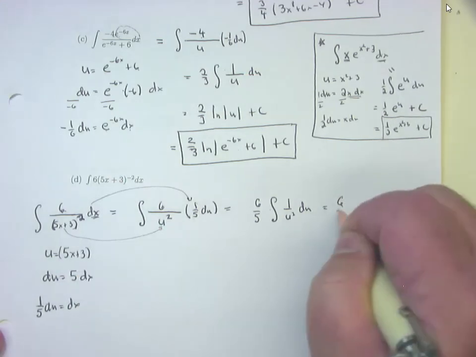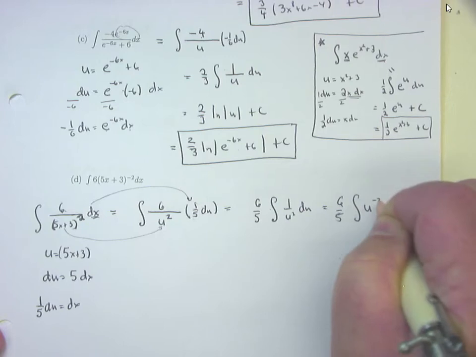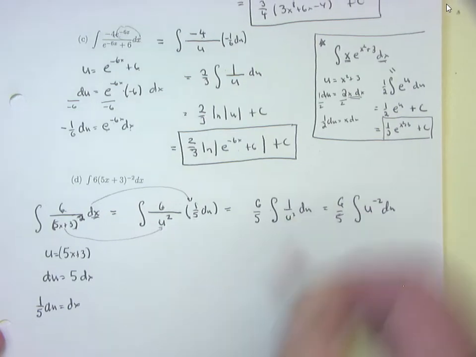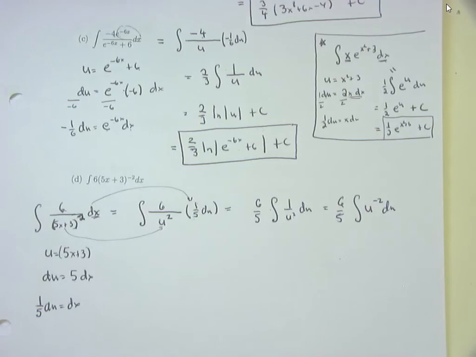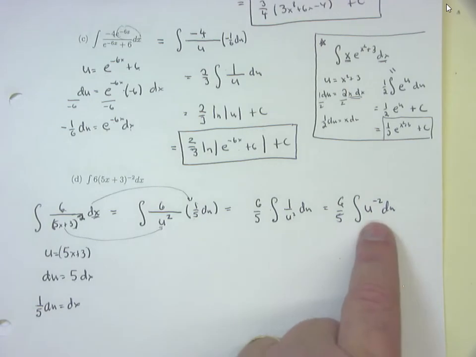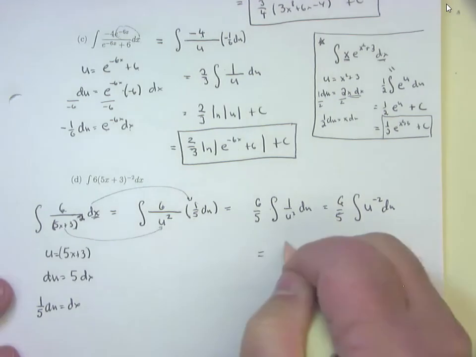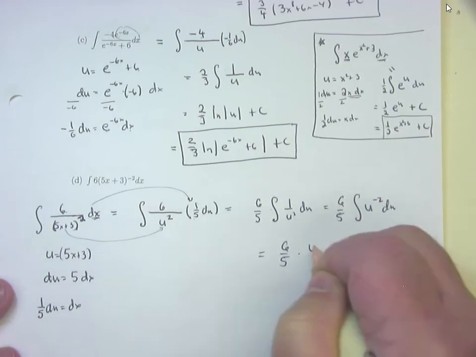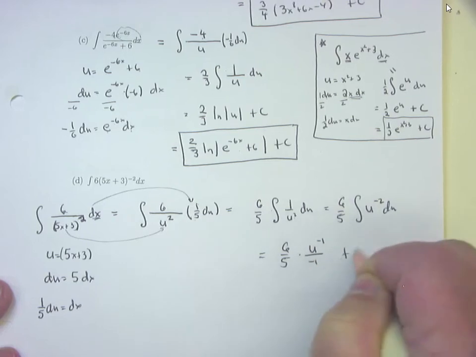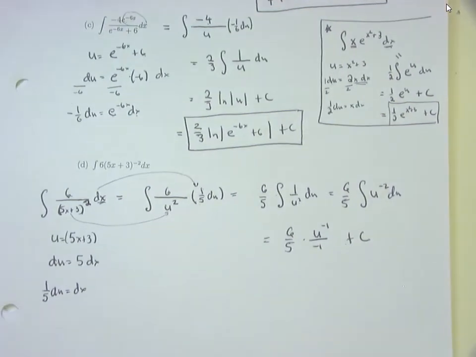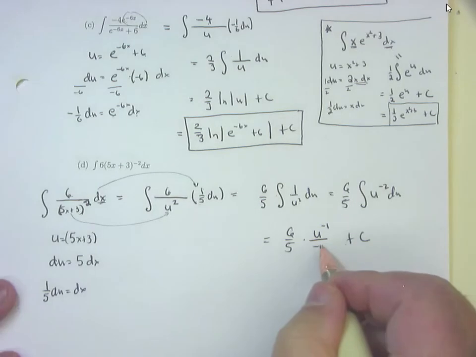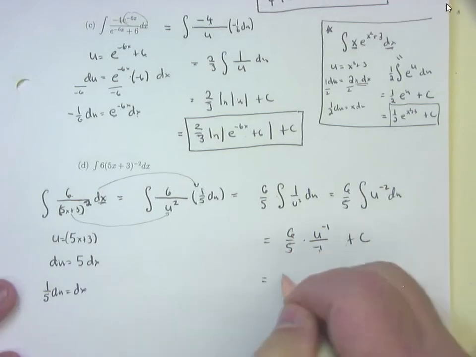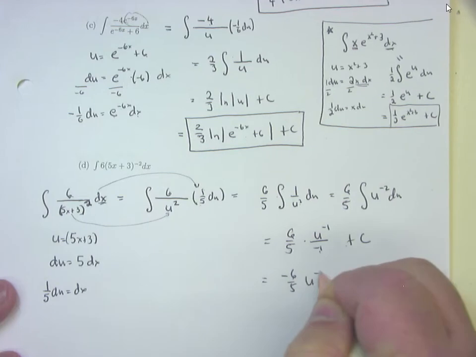This becomes 6/5, the integral of u to the negative 2 du. Again, any power other than 1. 1 over u is a rule. 1 over u to a power is not a rule. You've got to clean him up to turn him into the famous u to the n rule. Now integrate. Add 1 over add 1. So this becomes 6/5 times, u to the negative 2 would add 1, u to the negative 1 over negative 1 plus c. Let's clean him up. 6/5 divided by negative 1 is negative 6/5, u to the negative 1 plus c.